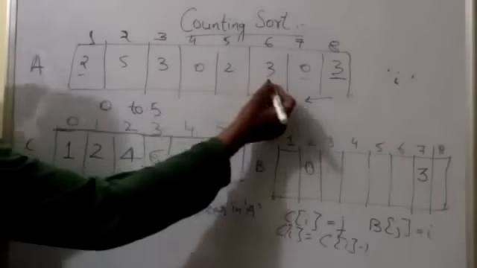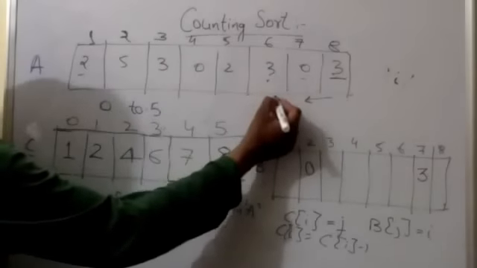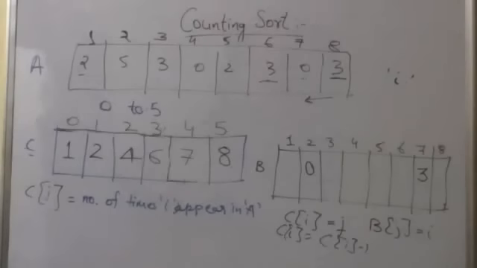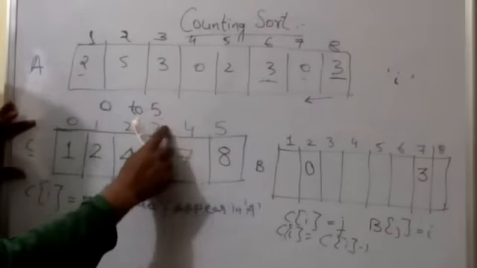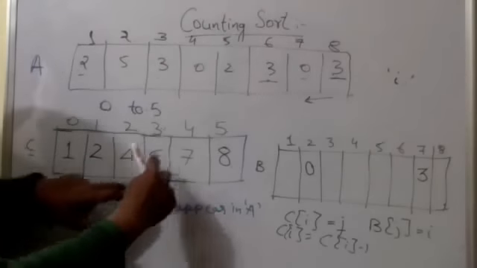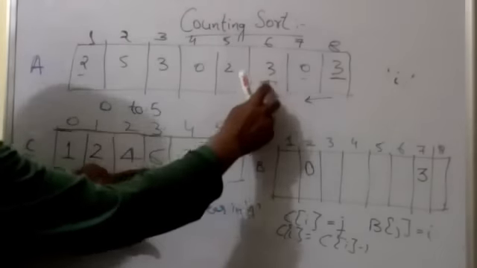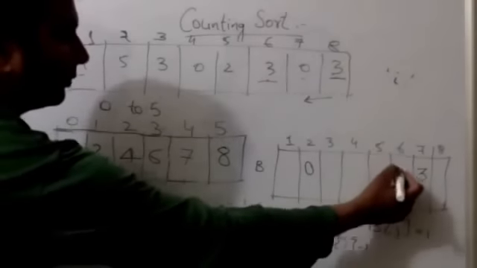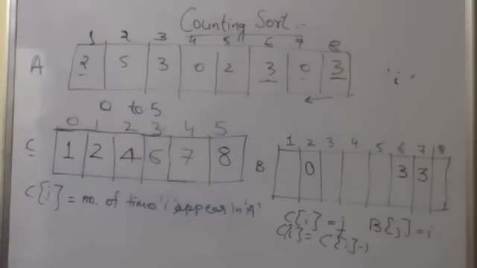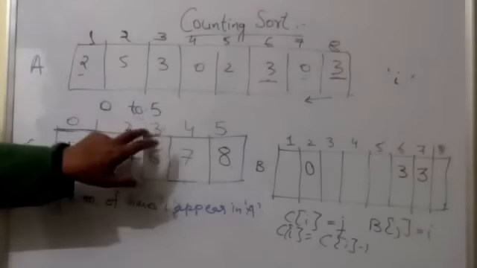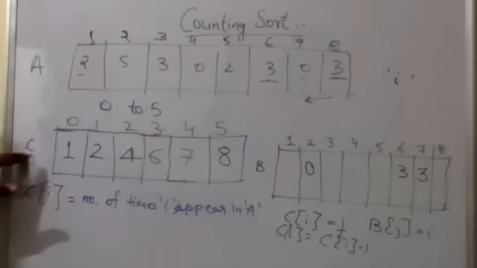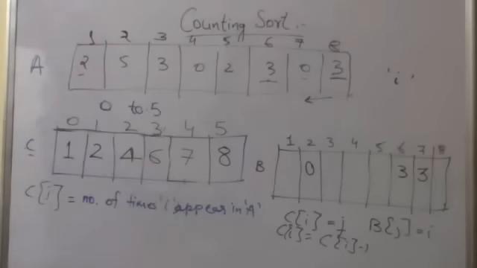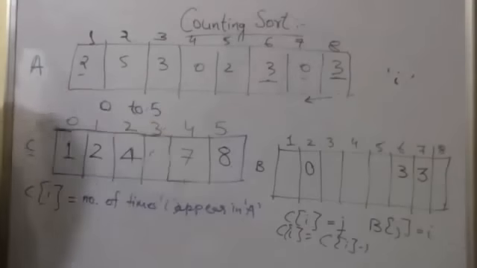Then we will move to the next element, that is 3, right? Now see, the value stored at index 3 in array C is 6, right? So we will store 3 at index 6 in array B, and we will decrease the value stored at index 3 in array C by 1. So we will decrease this 6 by 1, so it will become 5.